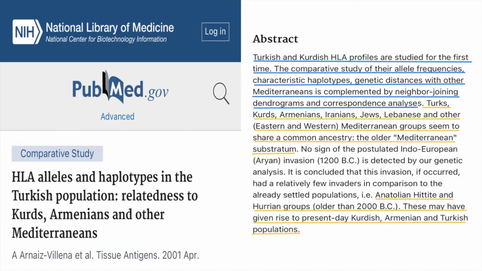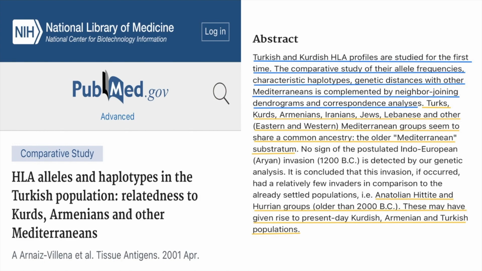Turks, I'm just going to read what's in yellow by the way, Turks, Kurds, Armenians, Iranians, Jews, Lebanese, and other Eastern and Western Mediterranean groups seem to share a common ancestry, the older Mediterranean substream. So again, when we read those populations, Turks, Kurds, Armenians, Iranians, Jews, and Lebanese, all these people have a connection with a common ancestor. So skipping down, Anatolian Hittites and Hurrian groups older than 2000 BCE. These may have given rise to present-day Kurdish, Armenian, and Turkish populations.